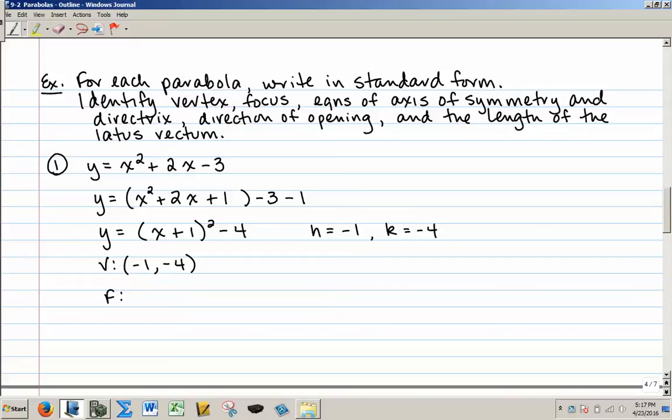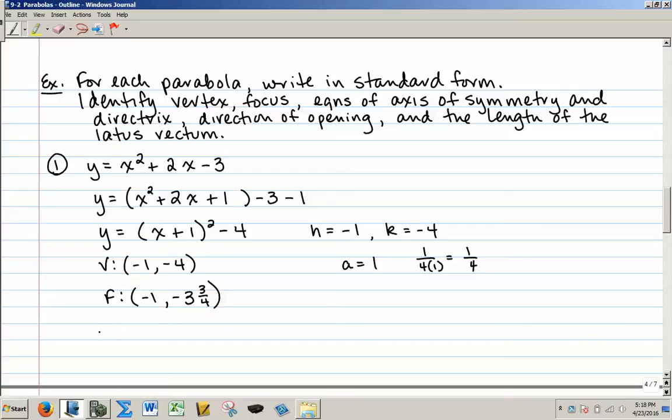My focus, and remember the equation for the focus is h, so it keeps that h, and it adds to k 1 over 4a. Well, for this equation, a is equal to 1, so 1 over 4 times a is just 1/4. So I need to add 1/4 to my k, so the coordinates of my focus. Oh, that's right, it's a negative 4, so plus a 1/4 is going to give me a negative 3 3/4.